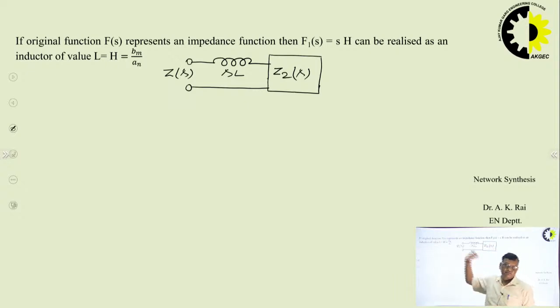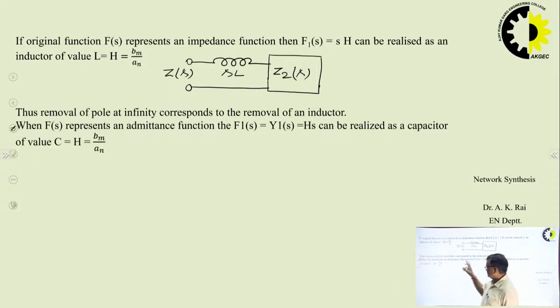Then the further exercise will be carried out, checking whether there is a pole at infinity, zero at infinity, or the complex conjugate. This way we can proceed. So, this is the first step.